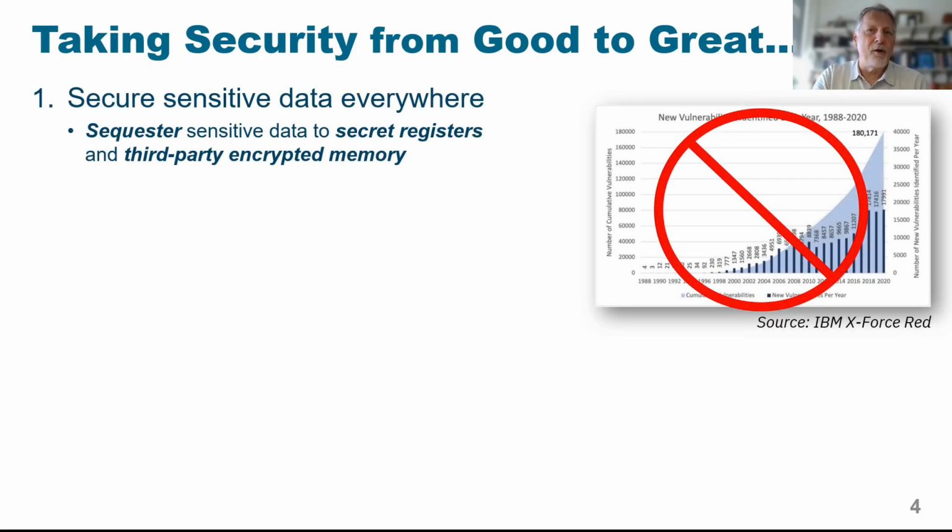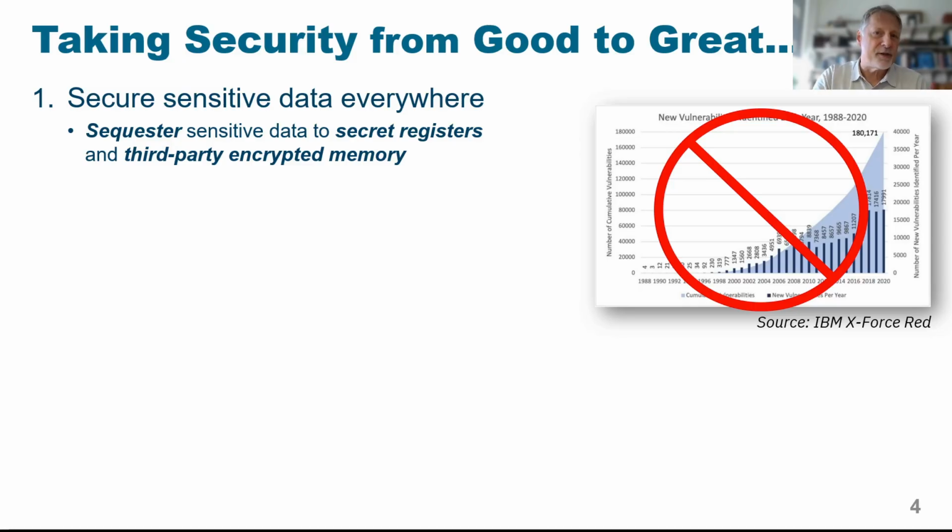The first thing is we don't want to have to find and fix the vulnerabilities in the software or the hardware. We want our security to be strong despite all of those vulnerabilities in software and hardware. So we're going to use a technology that I've been developing for the last 10 years called sequestration. With sequestration, we take our sensitive data and we lock it into a place in the hardware where we know it can't be seen or lost.